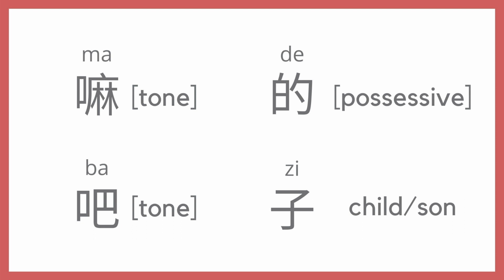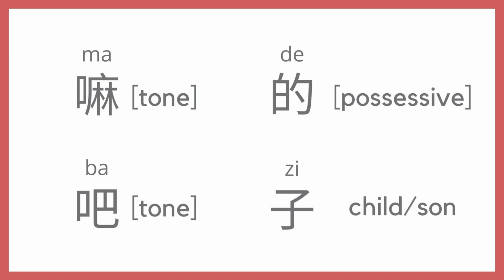So, 你的 means yours. The word for him is 他. So, 他的 means his. Get it? That's what I mean by a possessive character. It indicates possession. And the other two words you see here, ma and ba, are more for emotional emphasis. They don't really mean anything significant by themselves.